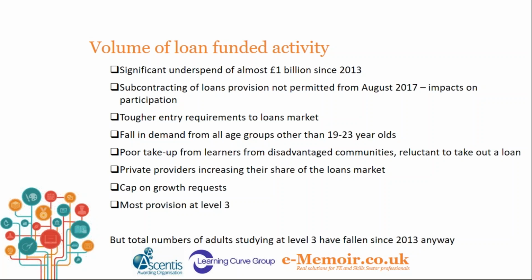What is also noticeable, if you look at the data that's collected on who funds their level three and above programs through loans, is that there has been poor take-up from learners from disadvantaged communities, whether disadvantaged by postal code, by economic conditions, or by other measures of social deprivation. And there's also been a reluctance in some communities to take out loans.